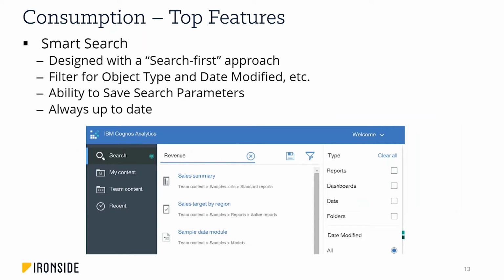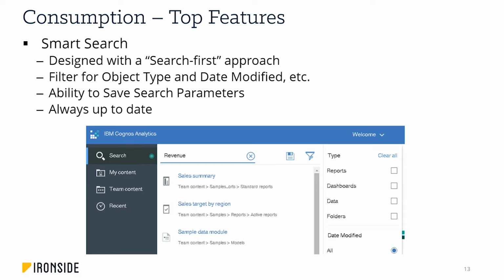Okay, so again, in terms of the top feature, Smart Search sits right at the top in terms of consumption. Cognos Analytics is designed with a search-first approach. It allows you to filter for object type and date modified, among other things. It allows you to save your search parameters. So in this case, we're searching for revenue. We can save that search, and then 2 weeks from now, we can run that again. It's not going to save the search results. It just saves that definition.